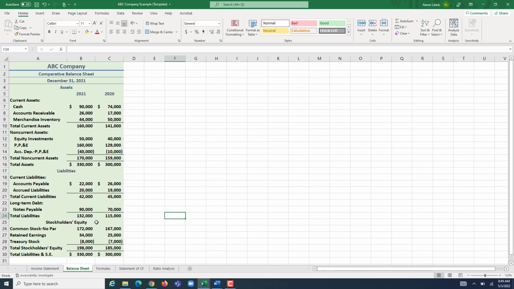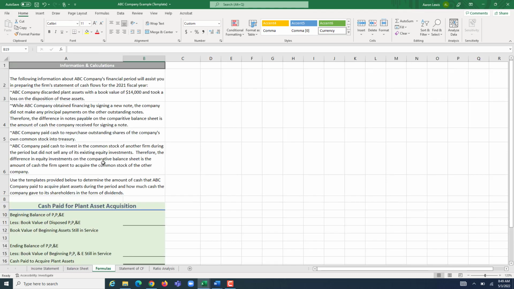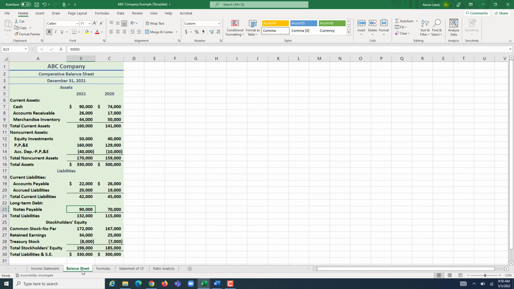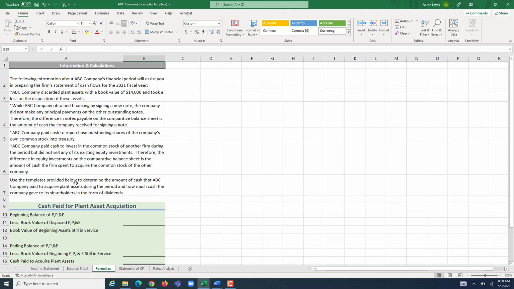So if we go back to our balance sheet, we can see here that our notes payable increased by $20,000, from 70 grand to 90 grand, between the 2020 and 2021 business year. They paid cash to repurchase outstanding shares of the company's own common stock in treasury. Well, treasury stock is an equity account. Let's go to our balance sheet and see what happened there. They had $7,000 of treasury stock the year before. It's up to $8,000, so they must have spent $1,000 in cash to reacquire treasury stock during the period.